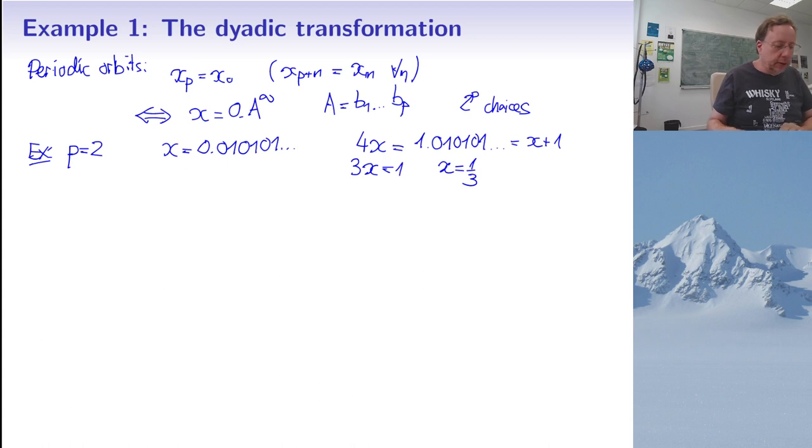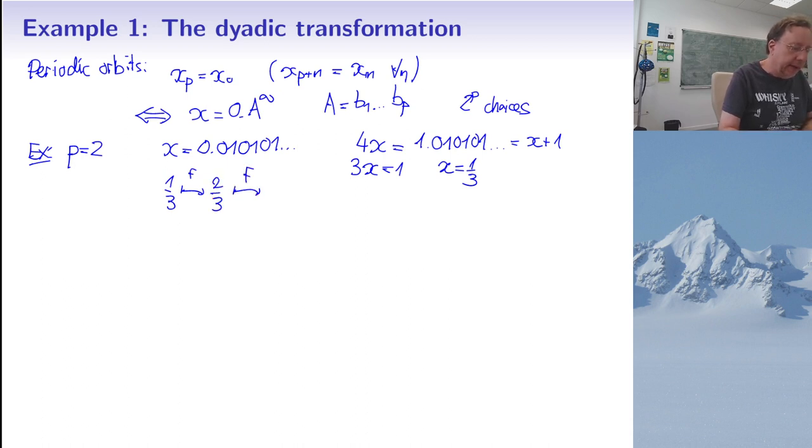And what does my map f do? Well, 1/3 is mapped by f as follows. I multiply by 2, I get 2/3, and it's smaller than 1, so I just keep 2/3. And then if I apply f again, I multiply by 2, I get 4/3. That is larger than 1, so I subtract 1 and I get 1/3. So I have indeed an orbit of period 2.